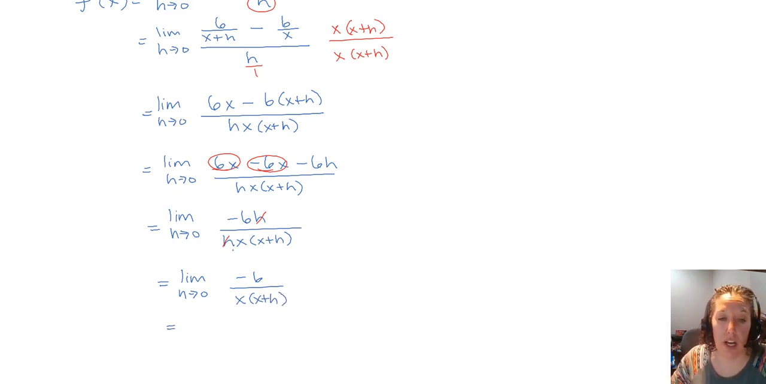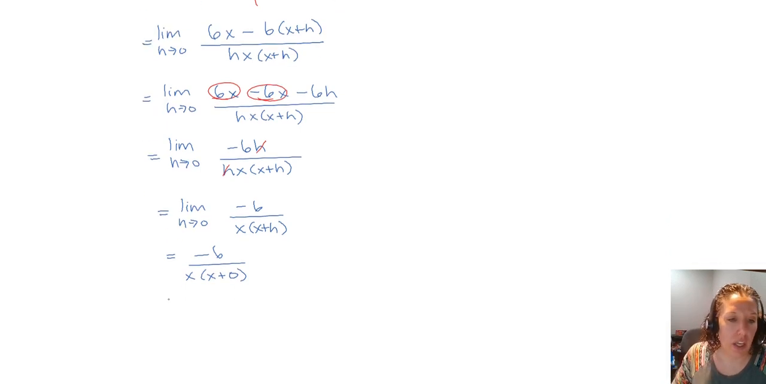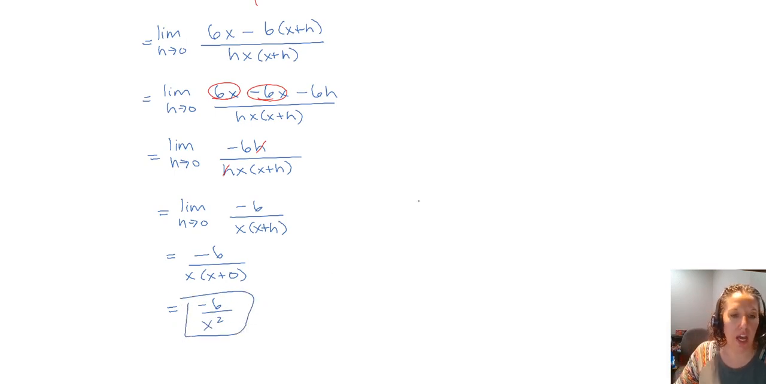Now we've gotten rid of that singularity, that problem in the bottom, and so we can plug in h equals 0. So we'll get x times x plus 0 in the denominator, and simplifying that, we get negative 6 over x squared as our derivative of 6 over x.